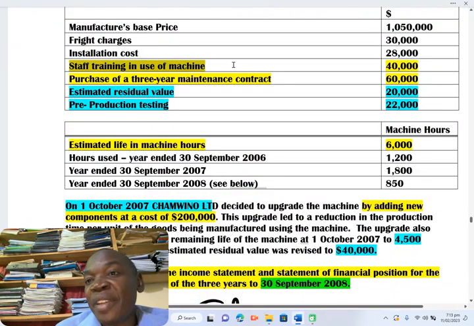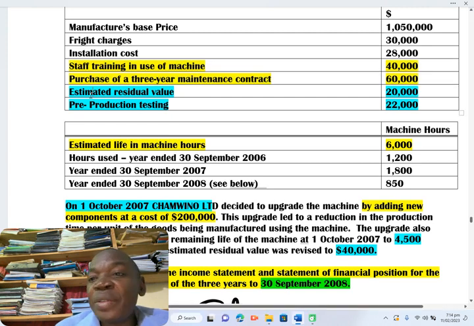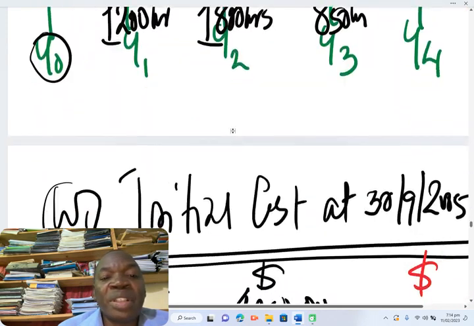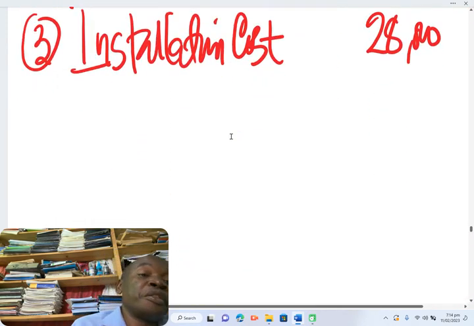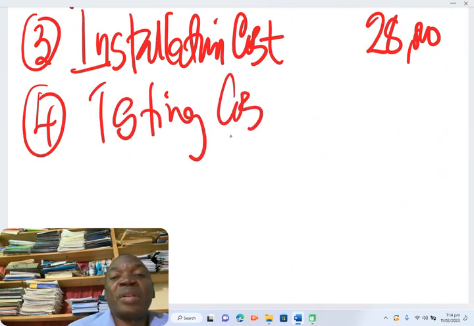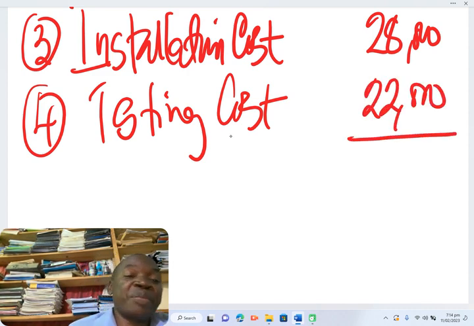Haya, inayofuata anasema staff training. Staff training haitakuwa capitalized, itakuwa expensed. Alafu purchase of 3-year maintenance contract, hii hapa haitaingia. Umesikia mpaka? Kwa nini? Kwa sababu inakuwa expense kwenye performance. Ratio value sio cost, ila pre-testing. Testing cost ya kiasi gani? 22. Testing cost itaingia. Number 4, tutasema testing cost 20 inaingia. Kwa total cost ya asset utaipata initially.